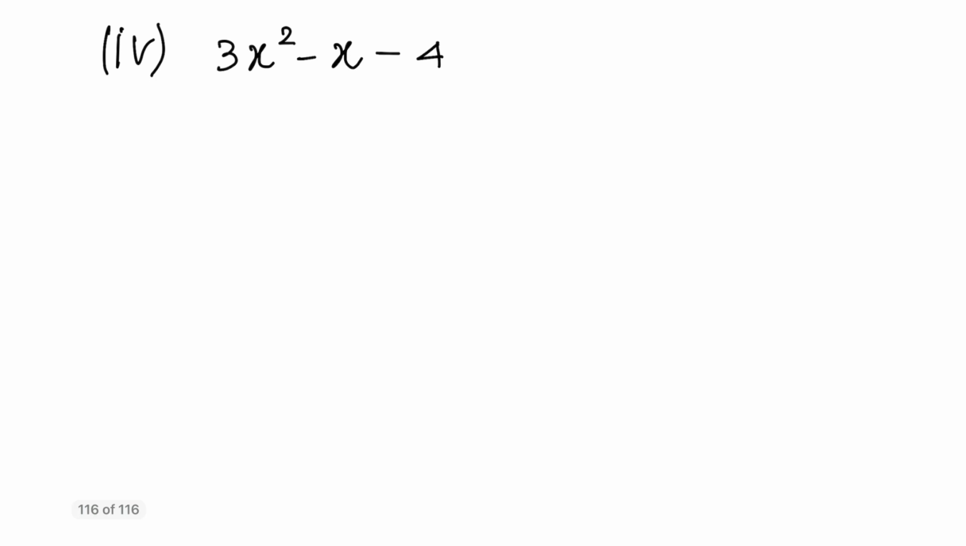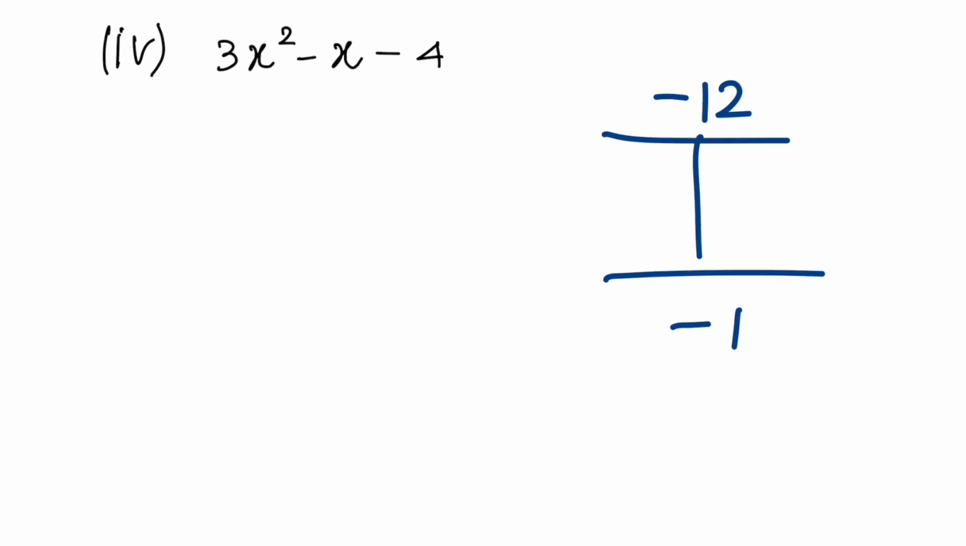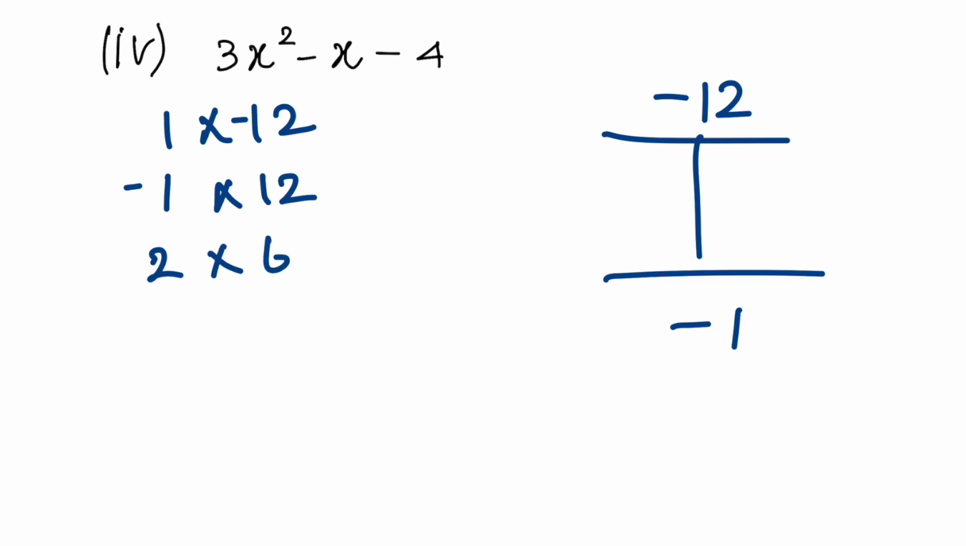3x squared minus x minus 4. Again, I'm just going to start with drawing an I here. So 3 into minus 4, that is minus 12, and the sum should be minus 1. Okay, so minus 12, how can it be attained? 1 into 12, so either 12 can be negative or 1 can be negative. Both these cases they multiply up to minus 12, but they don't add up to minus 1. So next we have 2 into 6. Okay, 2 into minus 6 or minus 2 into 6. Again, adding them you will get 4 or minus 4.